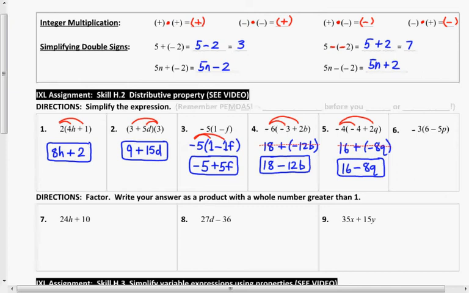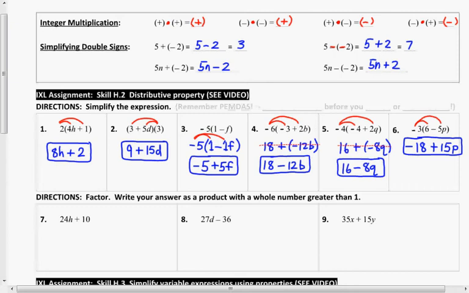Next one. Negative 3 times positive 6 is negative 18. And then negative 3 times negative 5p is a negative times a negative. That is positive 15p. I don't even want to write minus a negative 15p. Just a negative times a negative is positive there. So you'll do it that way for a while at IXL H2.